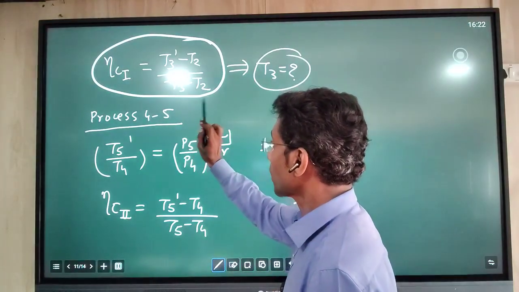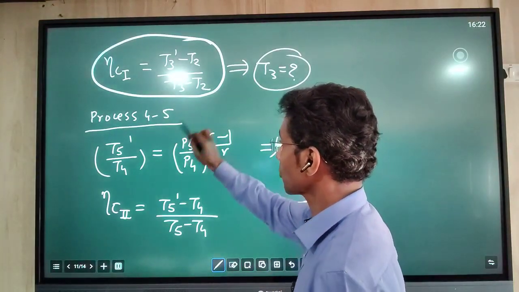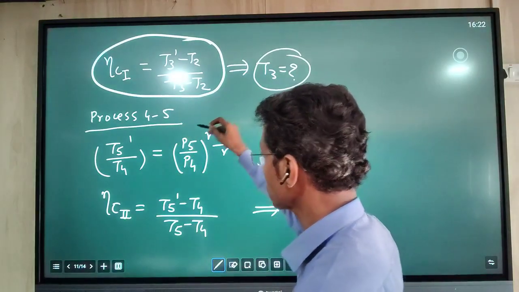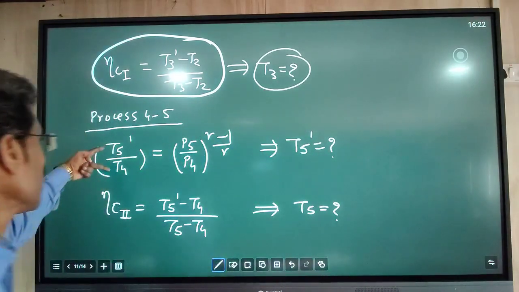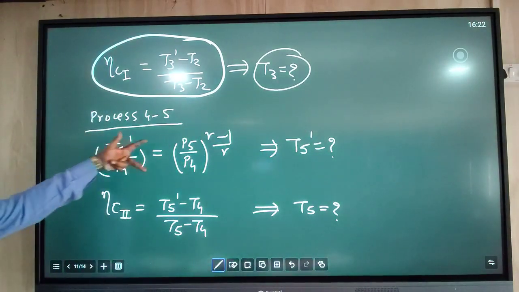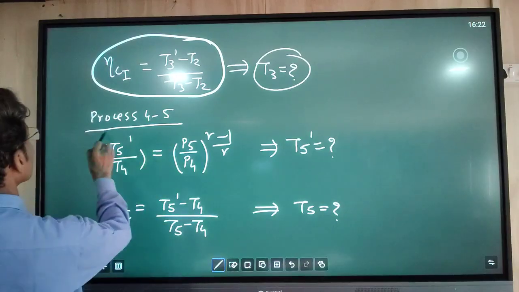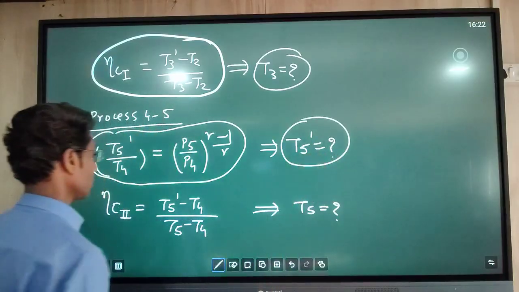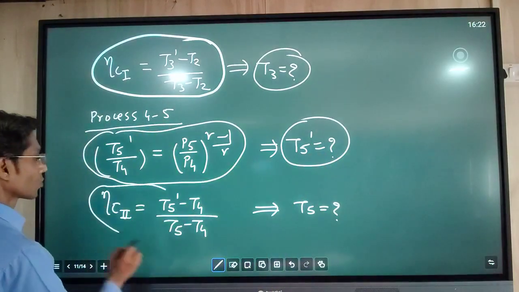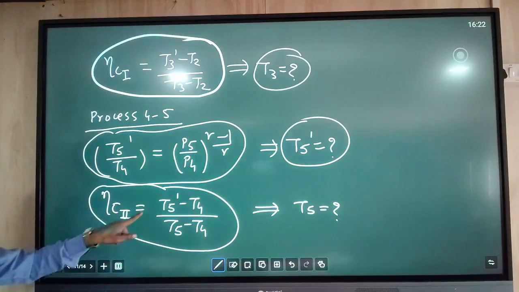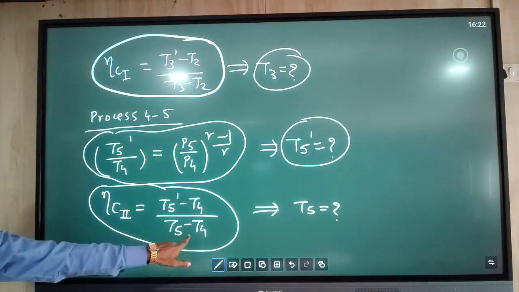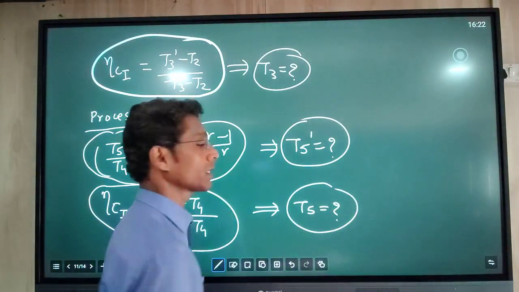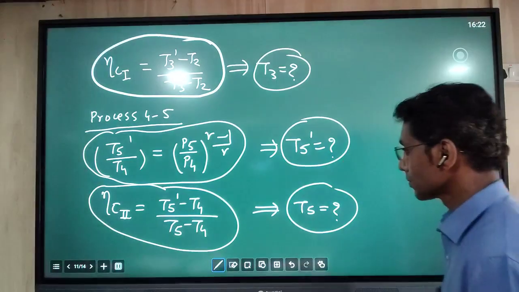Then process 4 to 5, which is in the second compressor. In the second compressor, again we use the ideal temperature ratio to the pressure ratio. By using this formula, we get the value of T5 dash. This T5 dash we put in the second compressor efficiency formula. From the second formula, we find the value of T5, that is the exit temperature of the compressor.